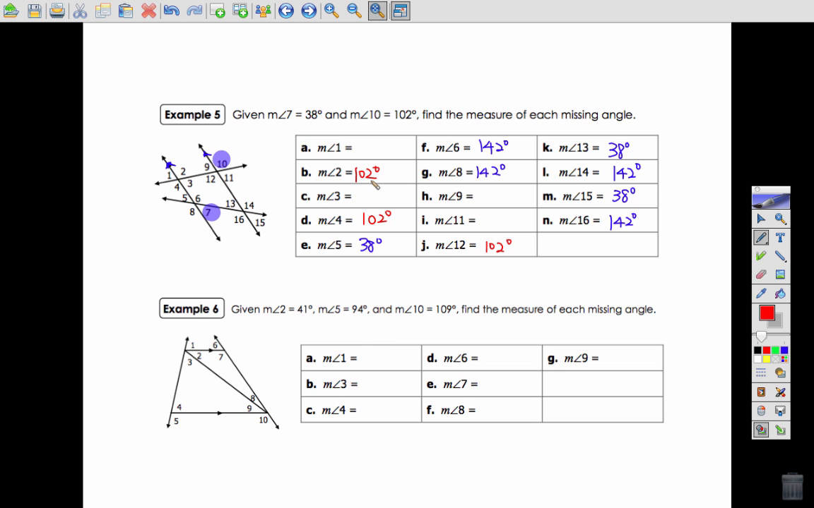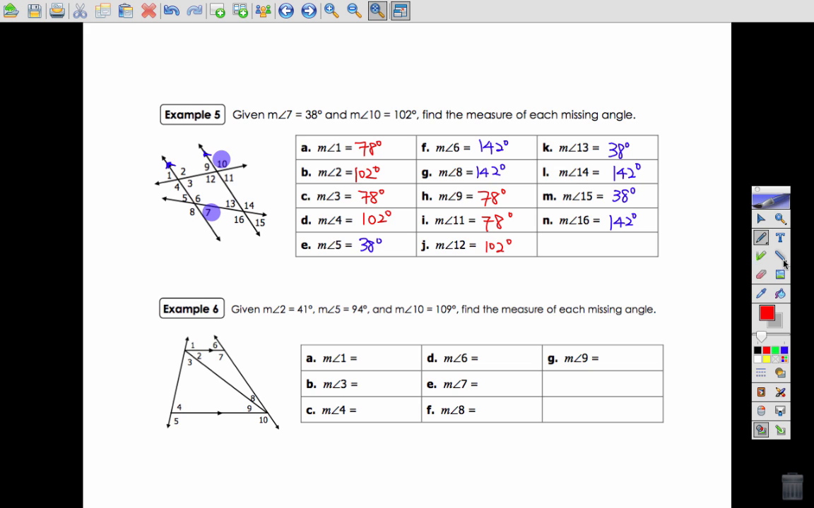So if I have 2 as 102, 1 and 2 are supplementary. So 180 minus 102 is 78 degrees. If 1 is 78, 3 is a vertical angle with 1, so it's 78. 9 is a corresponding angle with angle 1, so 9 is 78. 11 is a vertical angle with 9 or a corresponding angle with 3. Either way gets you the answer of 78.